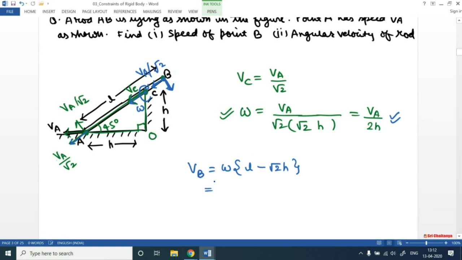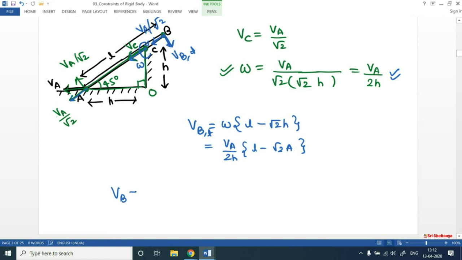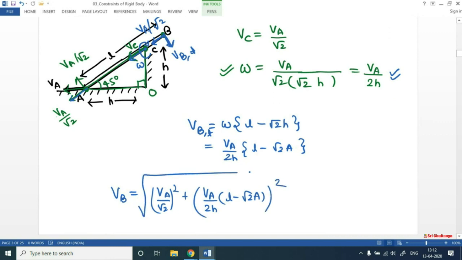And let's now substitute the values. Omega would be nothing but Va by 2h, times L minus root 2h. This is what you can say VB tangential. And if we want to find out the speed of point B, VB can be written as the axial component, that would be Va by root 2, whole square, plus Va by 2h into L minus root 2h, the square of this term as well. So this would be the velocity of point B.